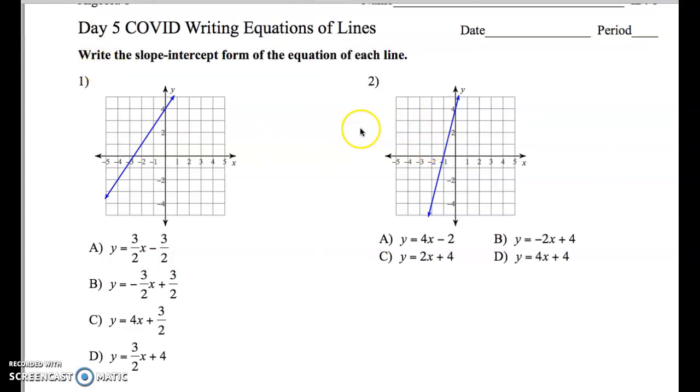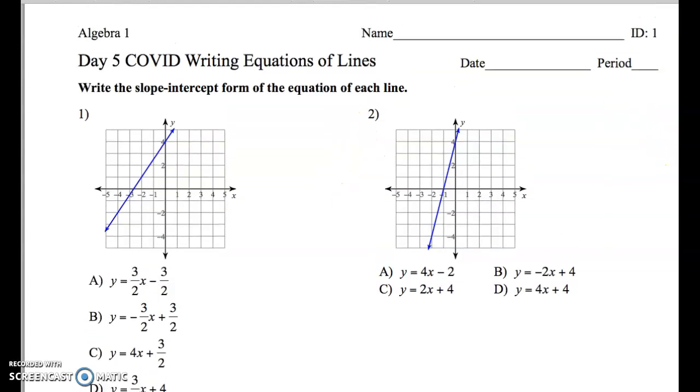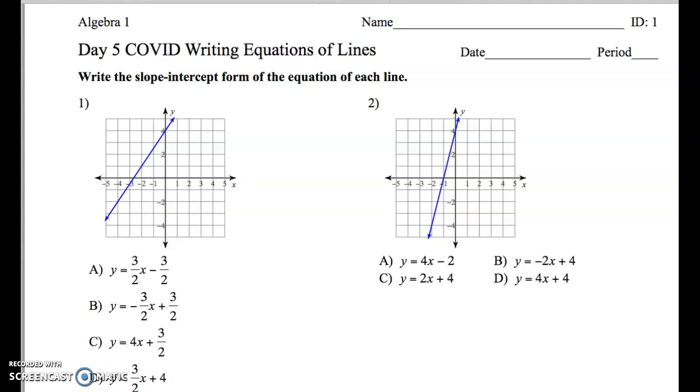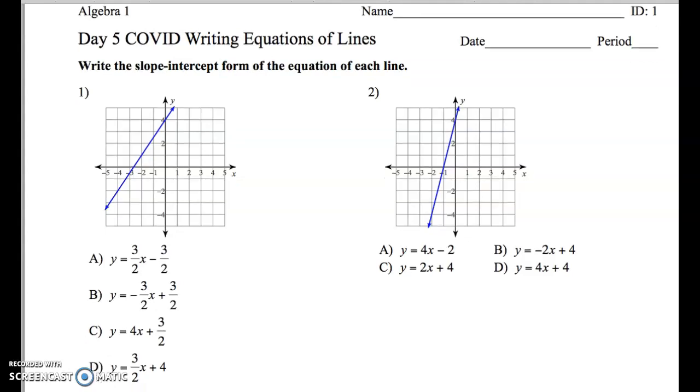So let me walk you through the worksheet that you have for today on writing equations of lines. So here is your worksheet. I'll walk you through the first two, and hopefully this should make more sense than those Khan Academy videos because that guy drones on and this should be a little bit more direct.